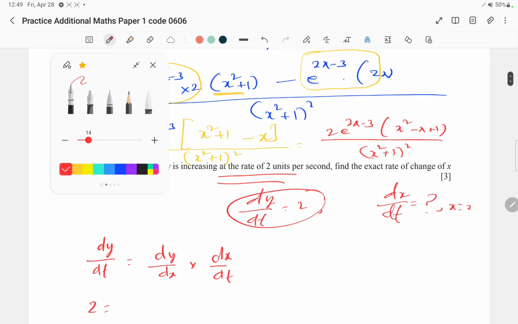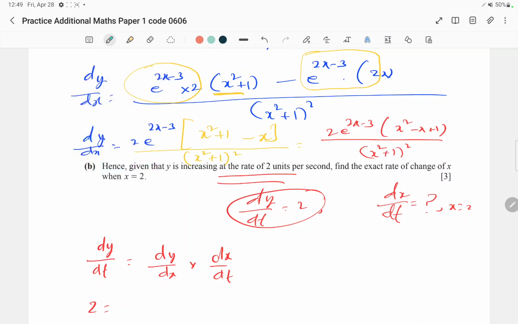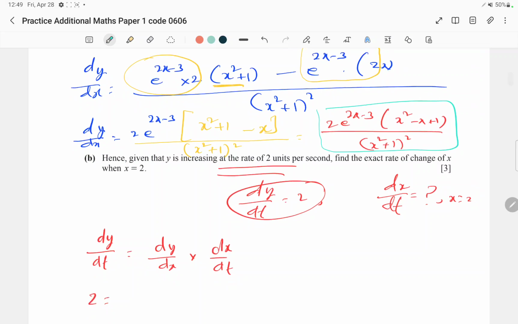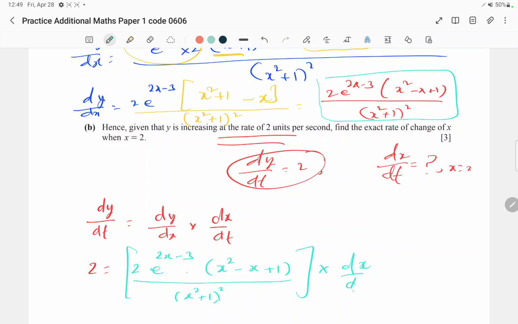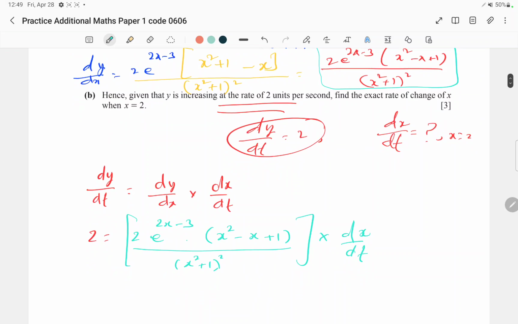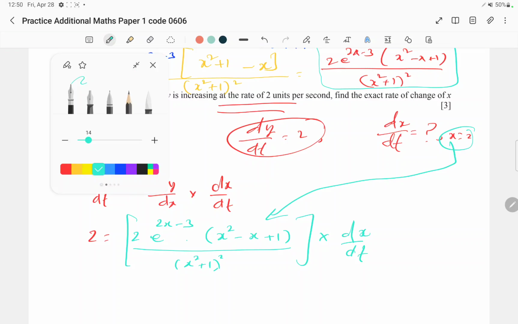We already have dy over dx over here. So we can write 2 times e to the power 2x minus 3 times x squared minus x plus 1 over x squared plus 1 whole squared, and then times dx over dt, right? Now we have to put x equals 2 in this.